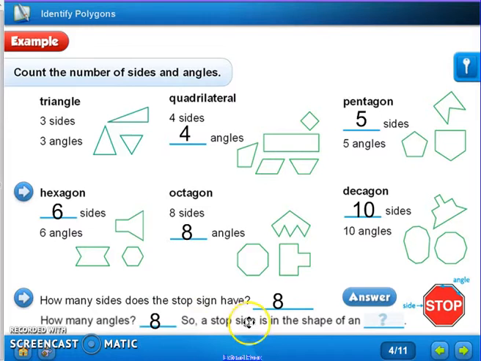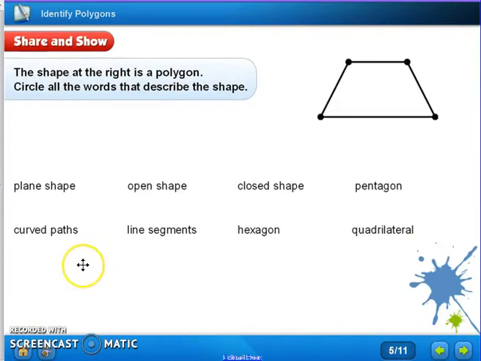Okay, so a stop sign is in the shape of an, anybody? Write it on your whiteboard. You got it. It's an octagon. If you look at this shape right here and this shape right here, they match perfectly. Great. Okay, let's try a couple more.